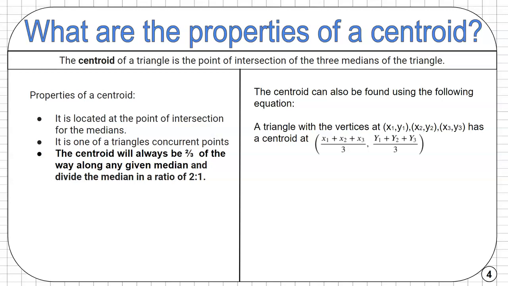The centroid can also be found using this equation. A triangle with the vertices at (x1, y1), (x2, y2), (x3, y3) will have a centroid at ((x1 plus x2 plus x3) divided by 3, (y1 plus y2 plus y3) divided by 3).